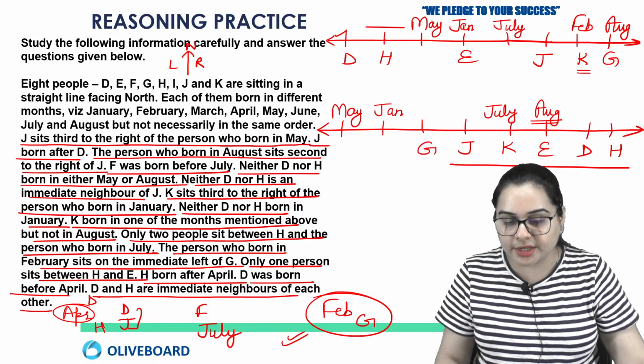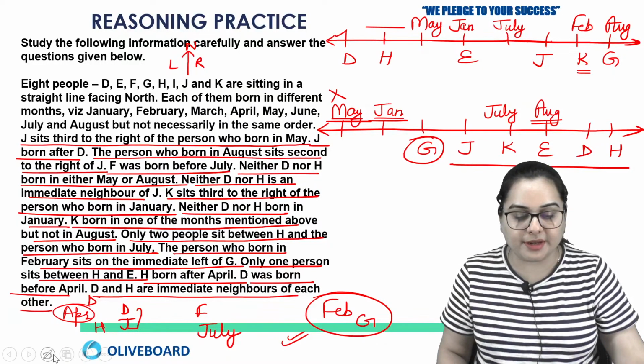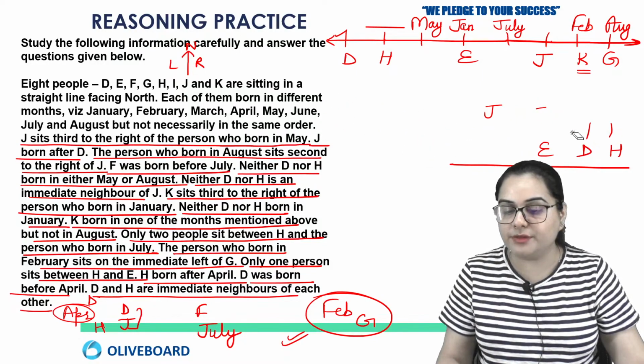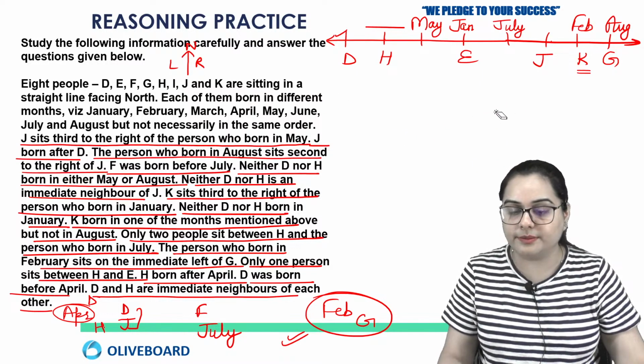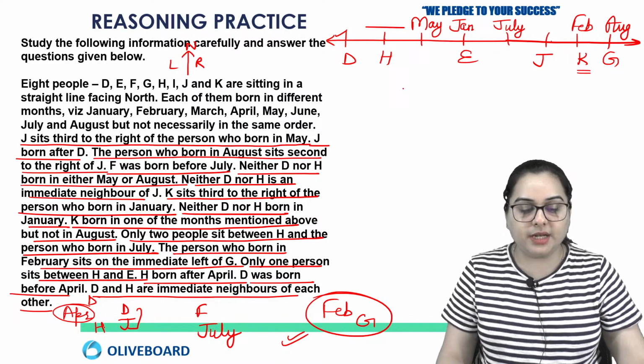So if I write G here, before that we have Jan and here we have May. So this makes the second possibility wrong. Okay. So with this we understand that the second possibility is actually wrong and we have to just complete the first one. Okay. So now let us solve this.